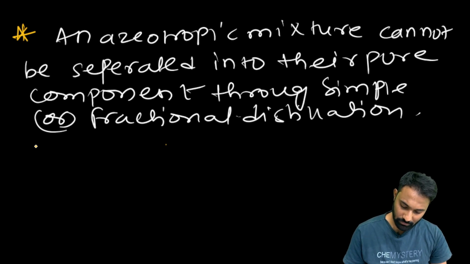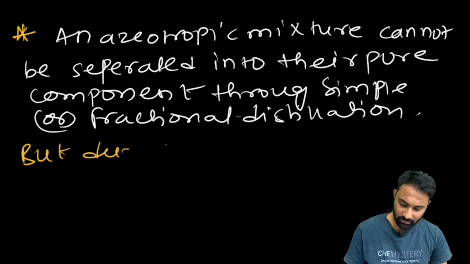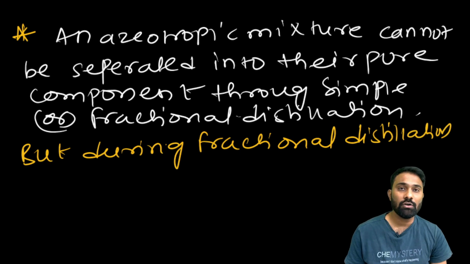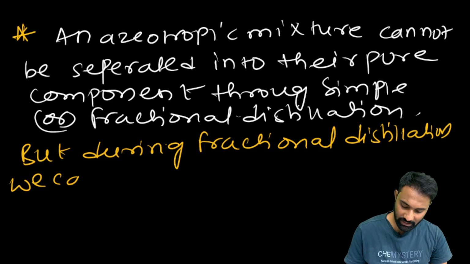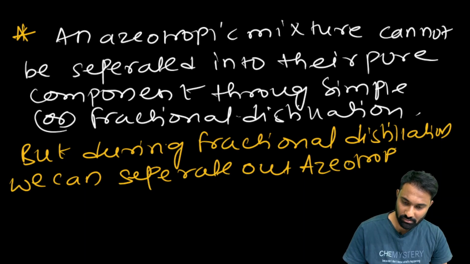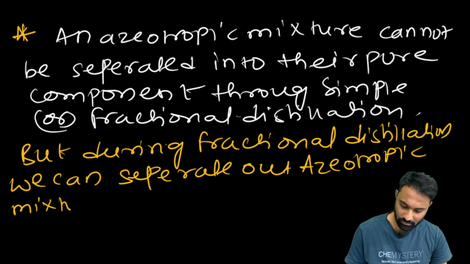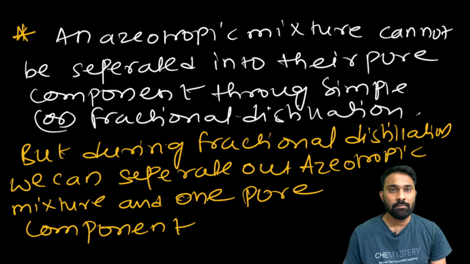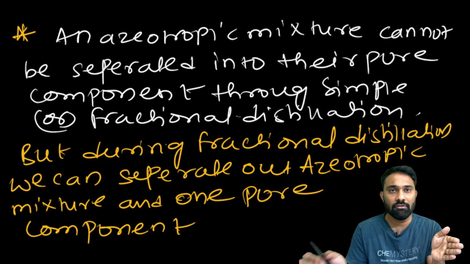But during fractional distillation, what can we separate out? We can separate out the azeotropic mixture and one pure component through the fractional distillation.